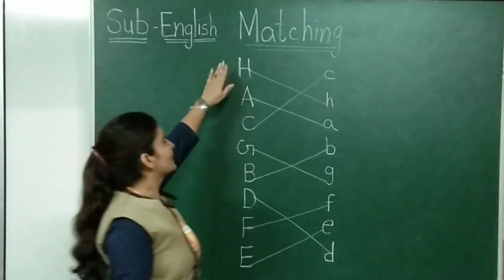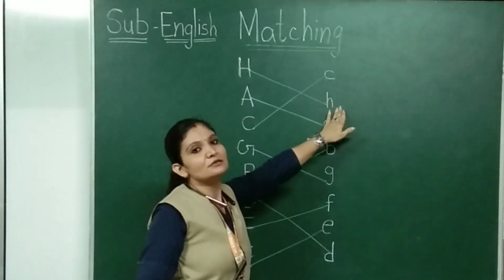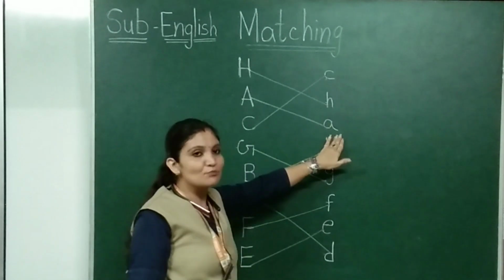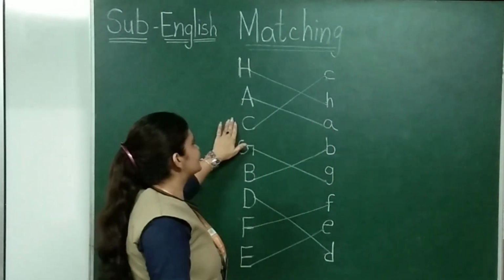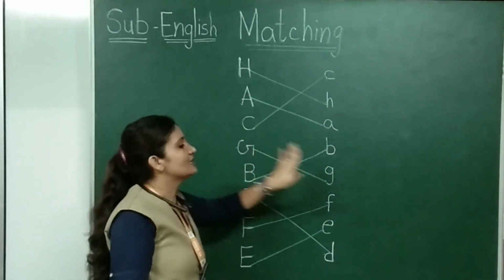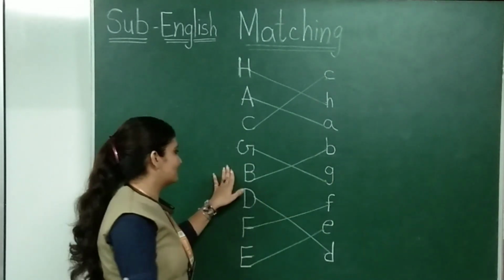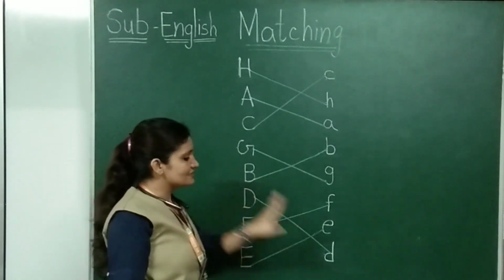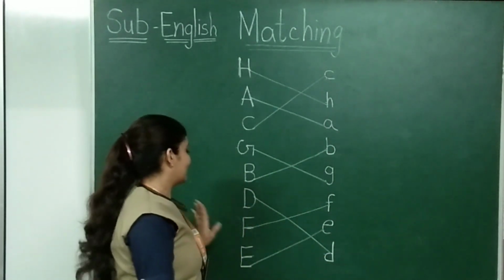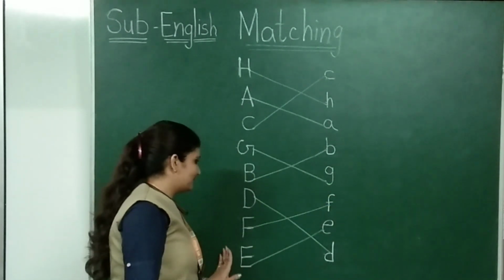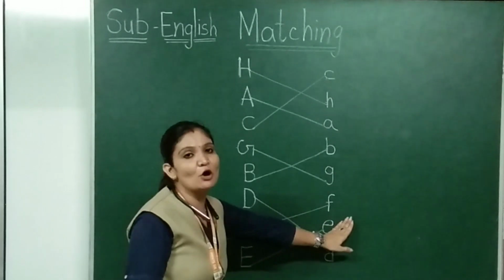Now see here. Capital H, small h. Capital A, small a. Capital C, small c. Capital G, small g. Capital B, small b. Capital D, small d. Capital F, small f. And now capital E with small e.